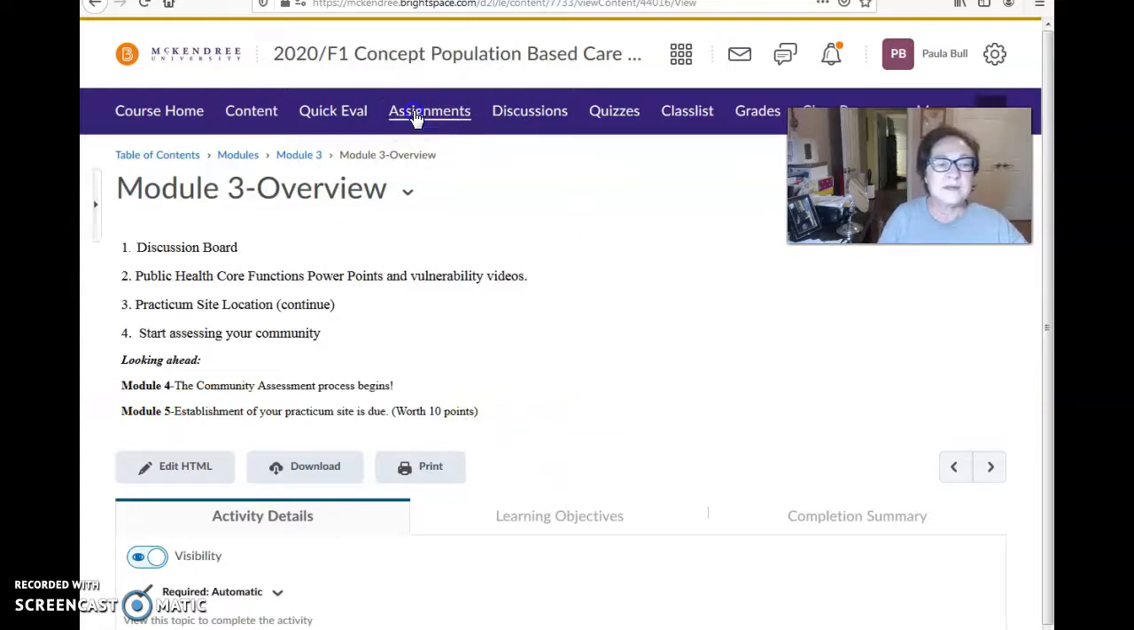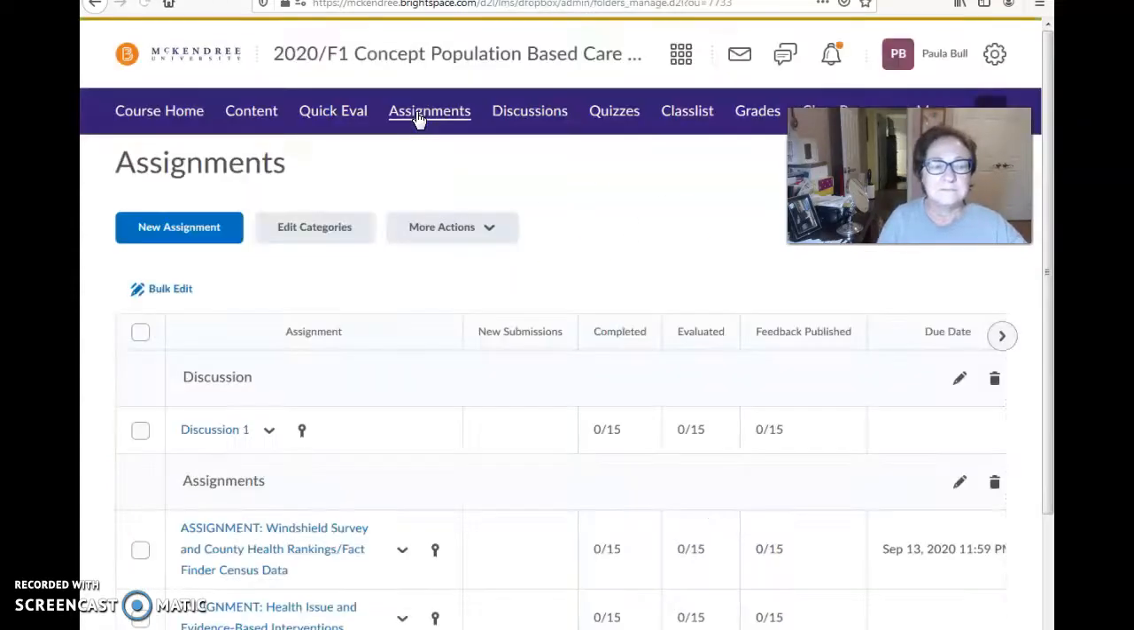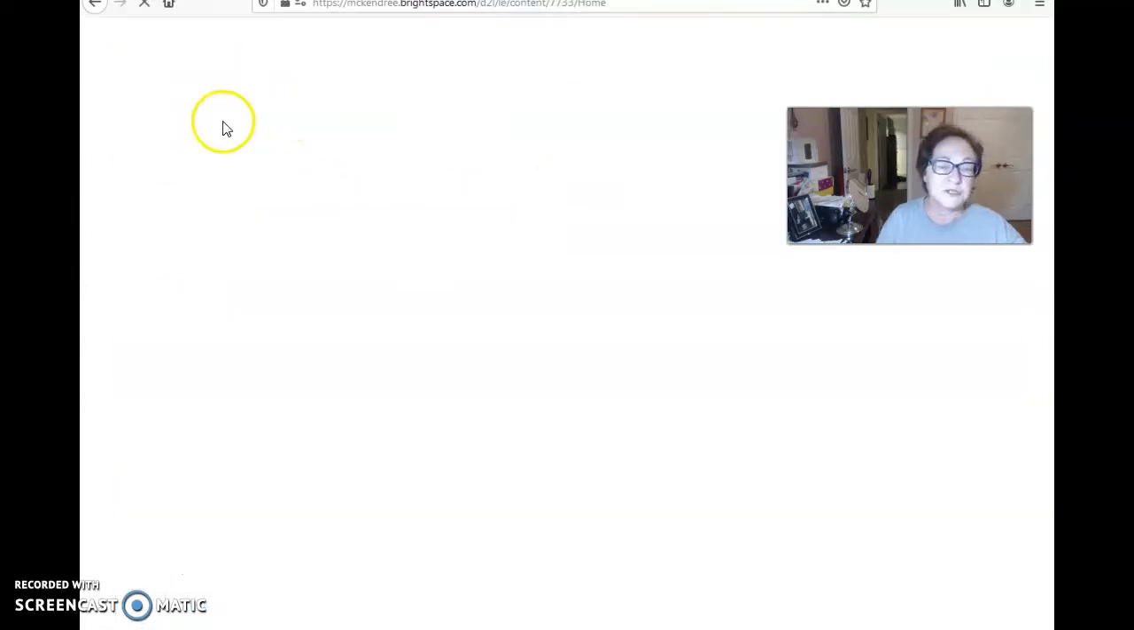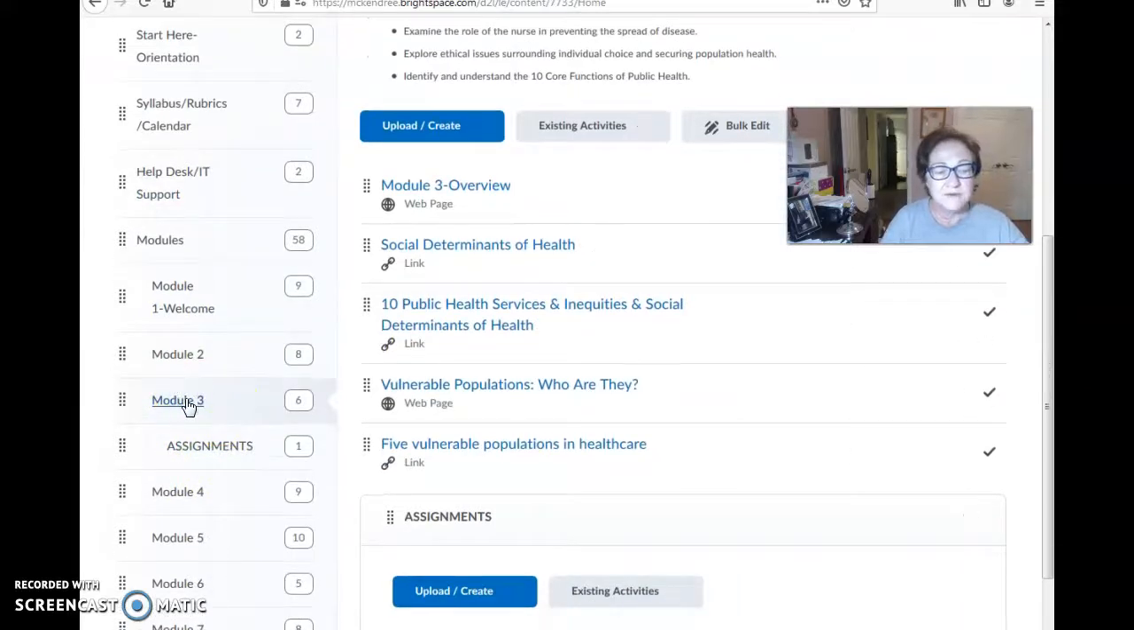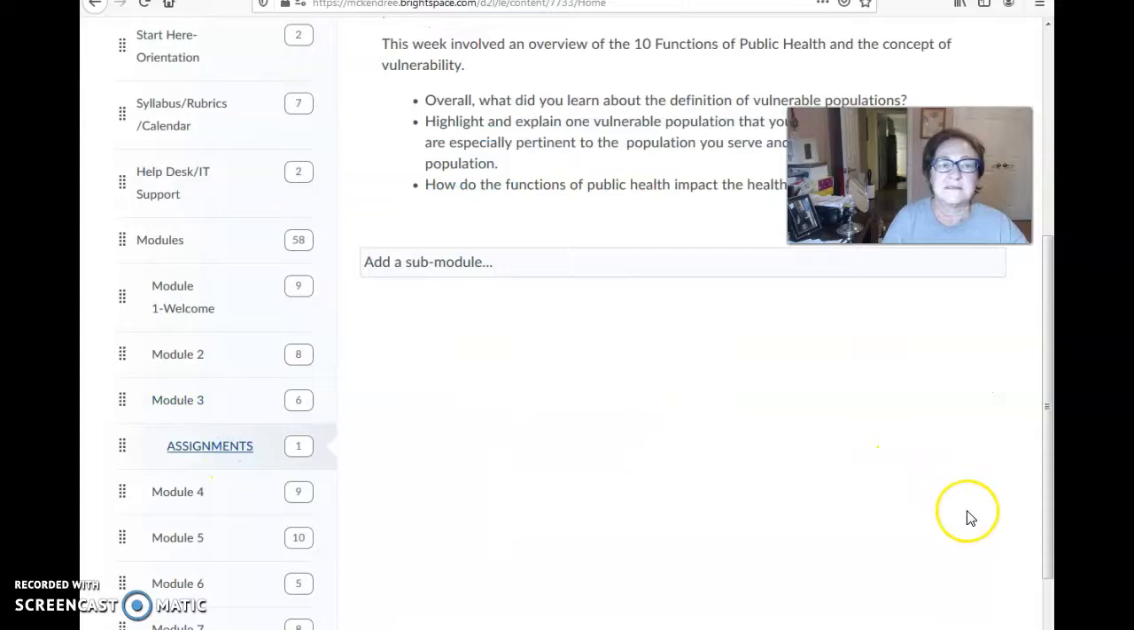So let's go back to the assignments. For this, I'm sorry, let's go to content and I'll get back to the modules. I actually go to content, and then over here you can drop down and you can see module 3, and then here are your assignments, which this week you have a discussion board, and we'll talk about that in a minute.